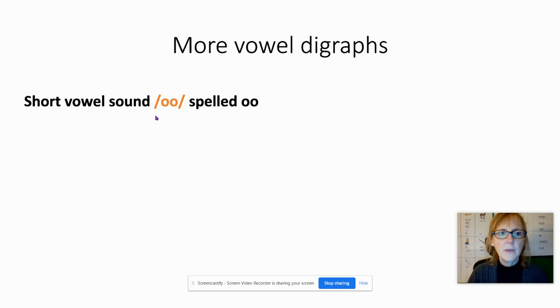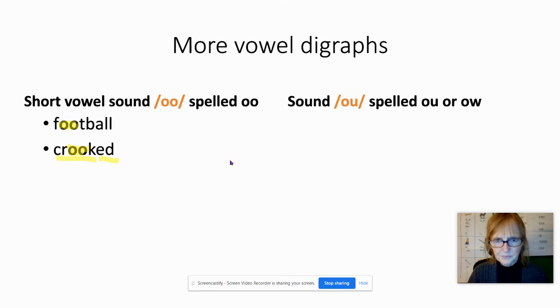More vowel digraphs, we have the short vowel sound, spelled double O, like in football. There's the double O, but it sounds like in the big book. And crooked, crook, we see our base word is crook, and then we add the ED, crooked.